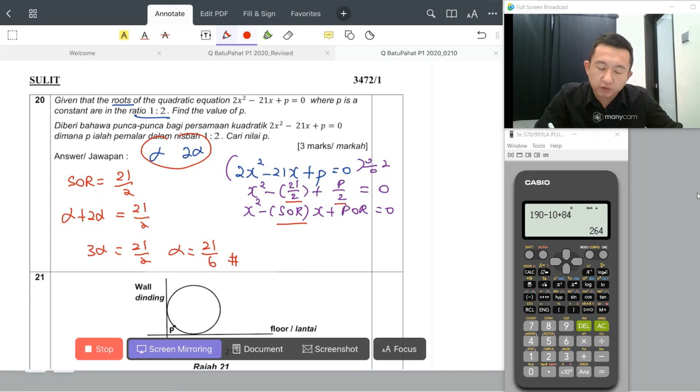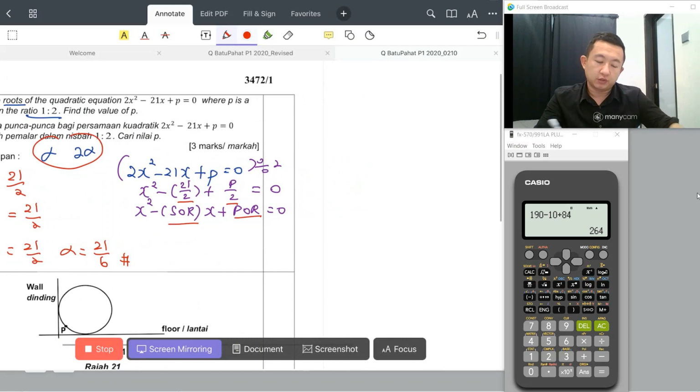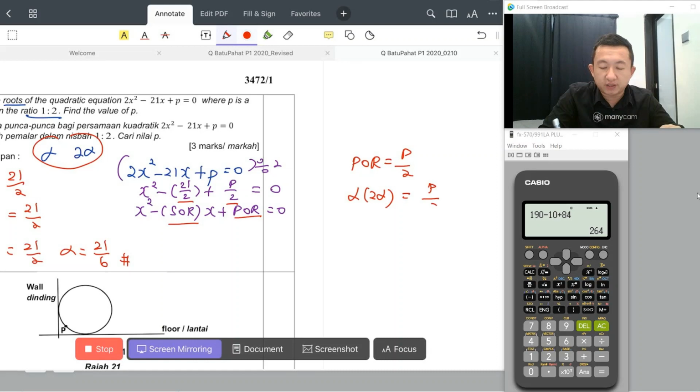This is p over 2. This is the product of roots. So POR equals p over 2. Product of roots, multiplying: alpha multiplied by 2 alpha equals p over 2. And you have 2 alpha squared equals p over 2. Alpha, do we know the value for alpha? Yes.